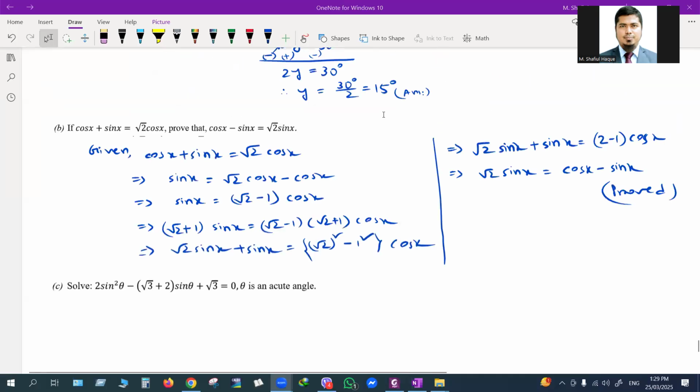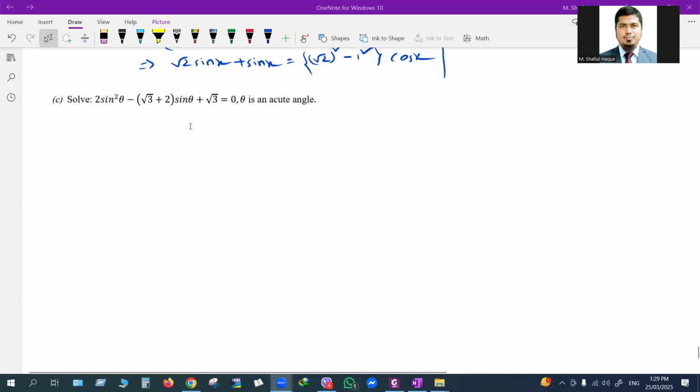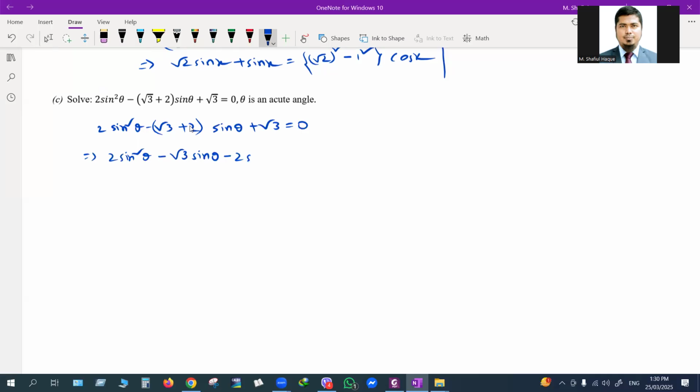Number C. Number C is solution. Solve this equation and find the angle. And it is given that theta is an acute angle. So given equation: 2 sin square theta minus (root 3 plus 2) sin theta plus root 3 is equal to 0. So in the first line, minus root 3 will be multiplied with sin theta. So minus root 3 sin theta plus 2. Before the bracket, there is a minus sign. So minus 2 into sin theta minus 2 sin theta plus root 3 is equal to 0.